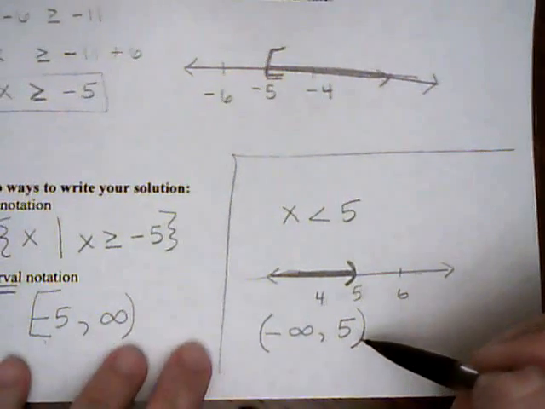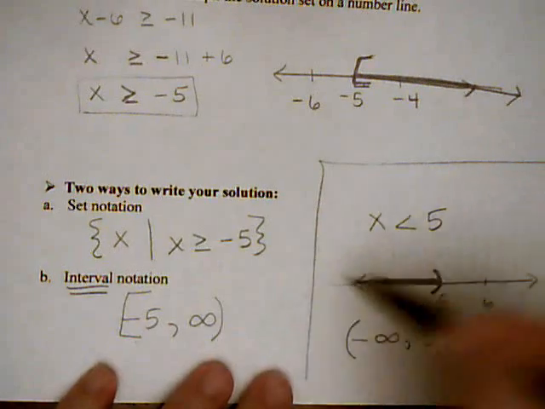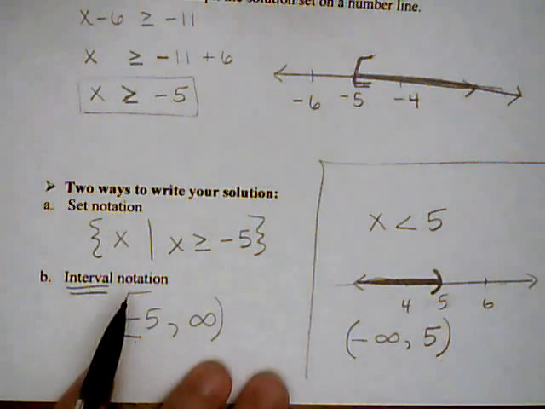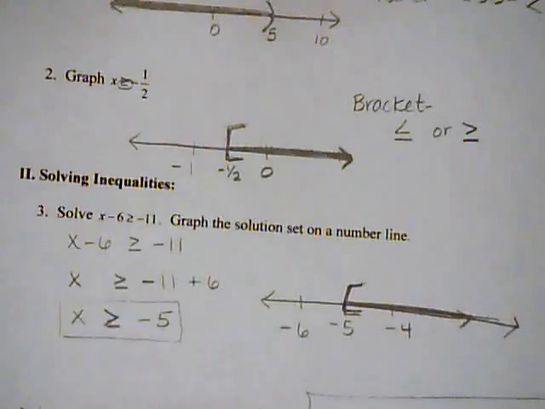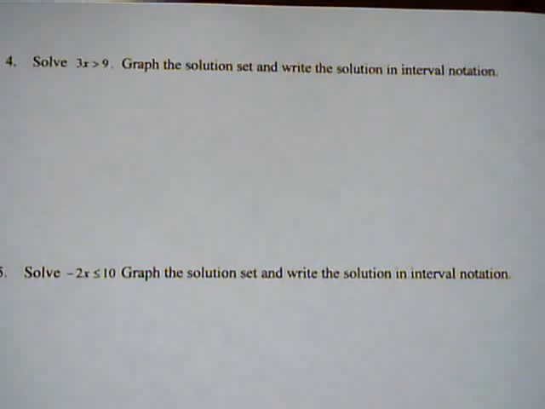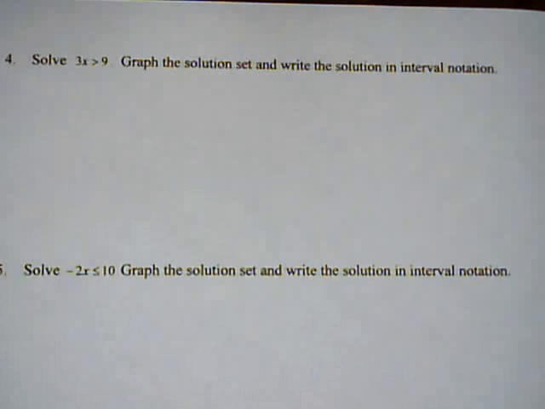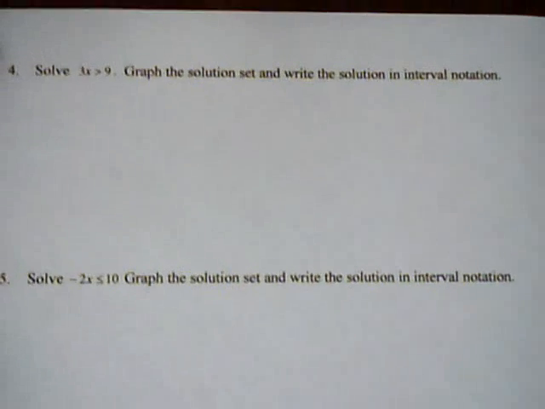Okay, so you need to look at the directions on the homework. They will tell you which way they want you to write the solution, and that's how you should have it typed in. Alright, let's look at a few more examples. If we look at 3x is greater than 9, it says graph the solution set and write the solution in interval notation.